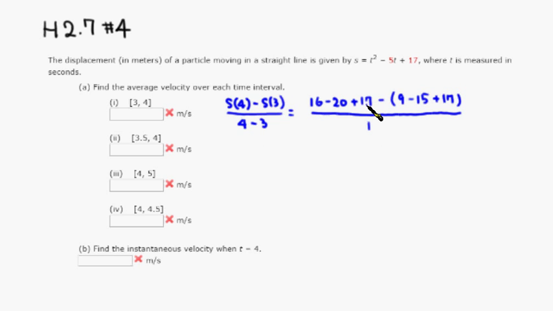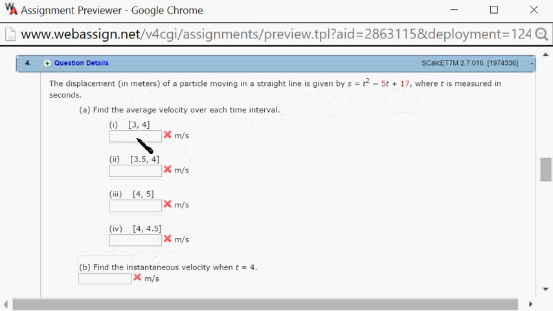Let's simplify this. 17 minus 17 cancels out. 16 minus 20 is negative 4, and 9 minus 15 is negative 6. So negative 4 minus negative 6, adding 6, gives 2. Let's type that in. So it's 2 meters per second.